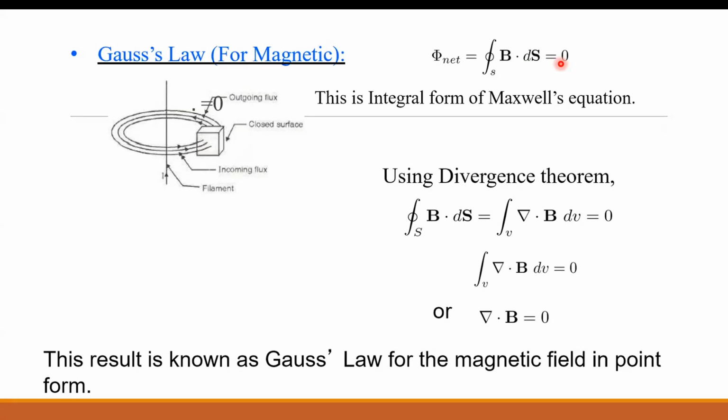Okay, so net current at the node is 0. So similar to that, net flux at that closed surface is equal to 0. And this equation, closed integration of b bar dot ds bar is equal to 0, is known as the integral form of Maxwell's equation derived from Gauss law for magnetic field, the static magnetic field.